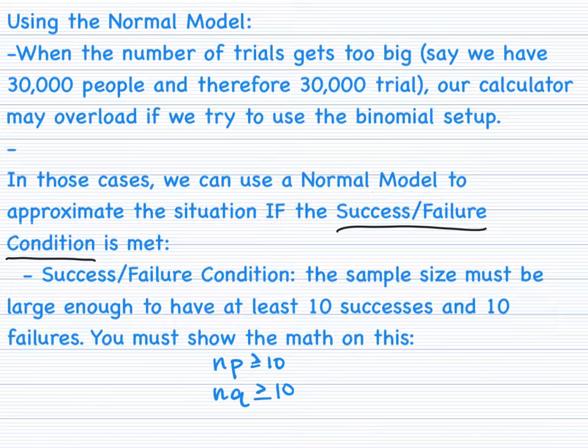The success-failure condition means that the sample size must be large enough to have at least 10 successes and at least 10 failures. And yes, you have to show the math on this. So you need to actually write out NP and actually put in the N and the probability of success, N being your number of trials. So your number of trials times your probability of success has to be greater than or equal to 10, and Q also has to be greater than or equal to 10.